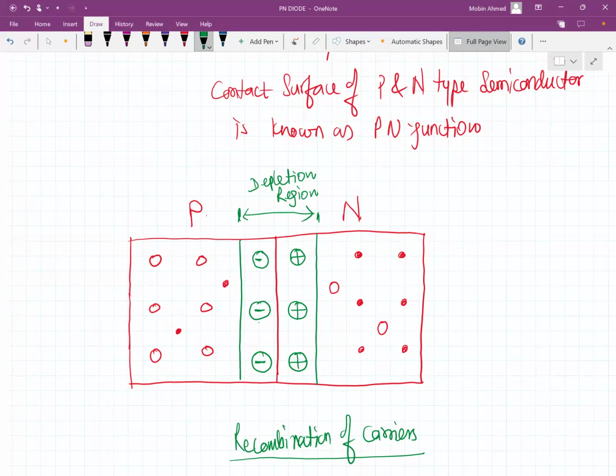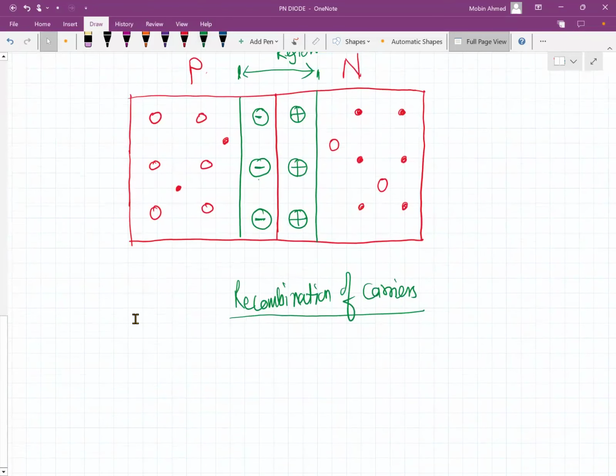This recombination will continue till the time this charge which is going to develop across the junction is going to repel the further movement of the electron. If it is going to repel the further movement of the electron, this is known as a barrier voltage or barrier potential.